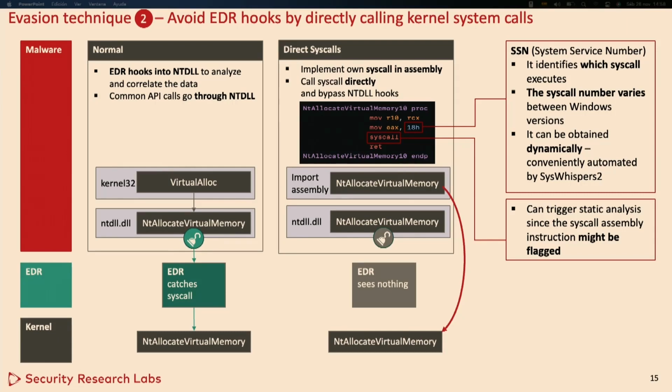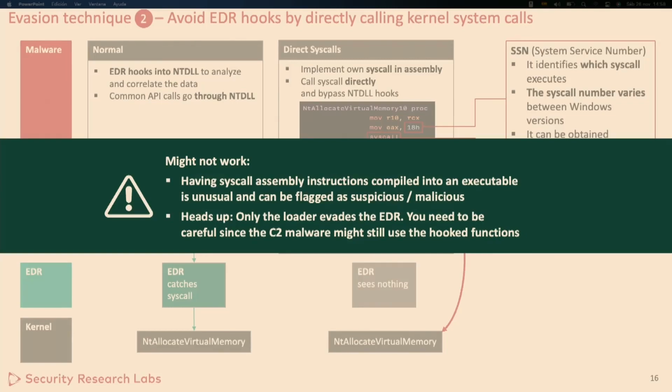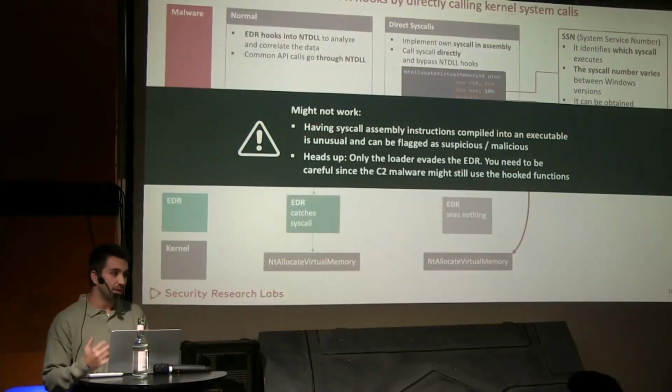Once we have our system service number and our syscall instruction implemented, you can see that we are calling the kernel function directly from our malware and not going through NTDLL. And in that case, the EDR sees nothing. But again, we face a different problem, and it's that having a syscall instruction in our malware is also suspicious. There's very little non-malicious software out there that performs syscalls from inside, if you think about it.